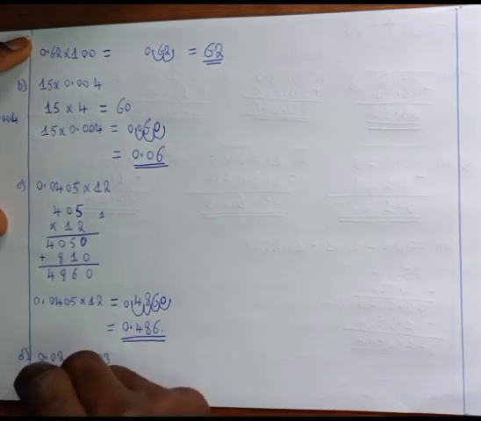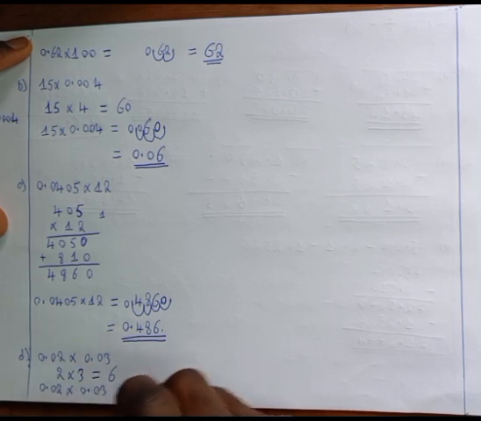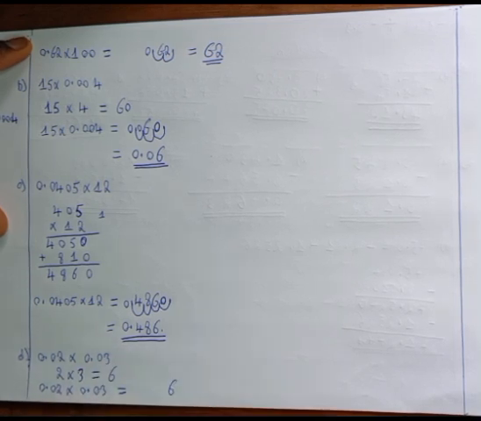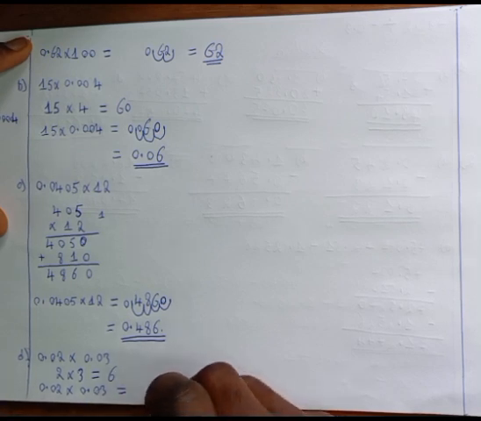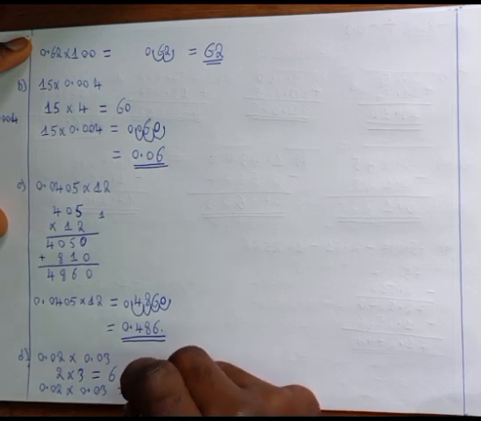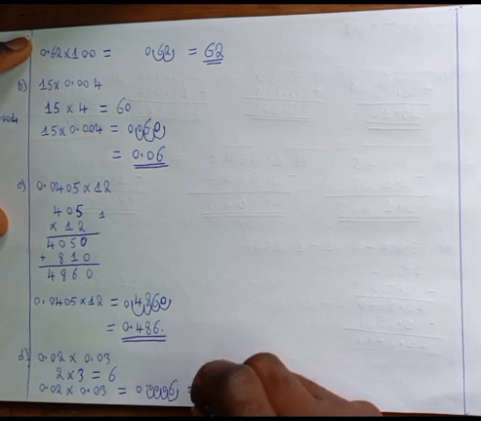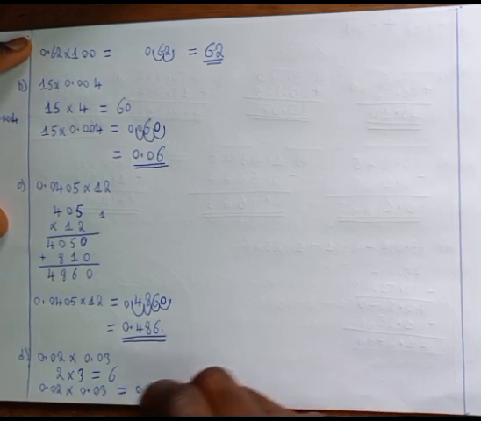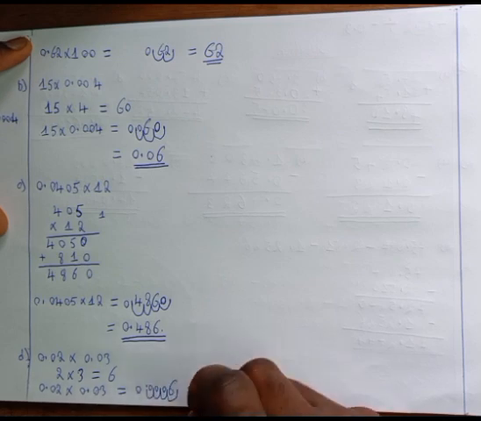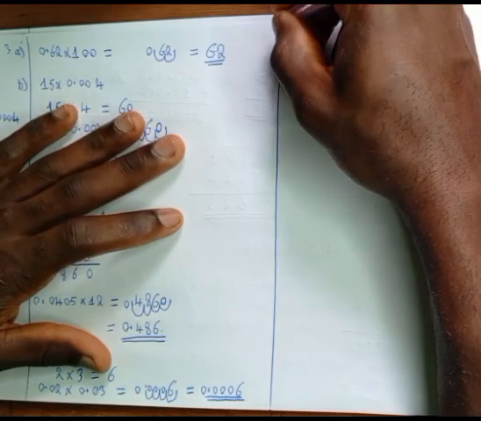If we take now 0.02 times 0.03, it will be equal to, we are going to write the number 6. Then we take the decimal point 4 places to the left. We are going to take it 1, 2, 3, 4. Then we fill the gaps with zeros. So this will simply be equal to 0.0006. So this is our final answer. We go now to question 4.